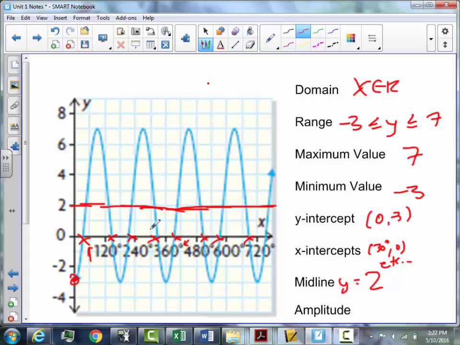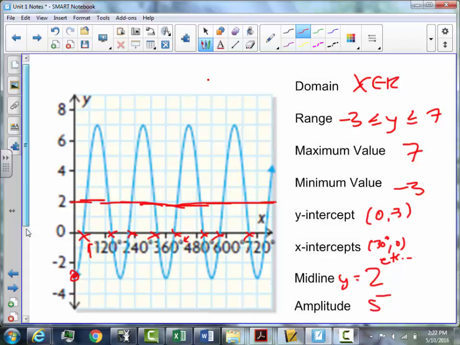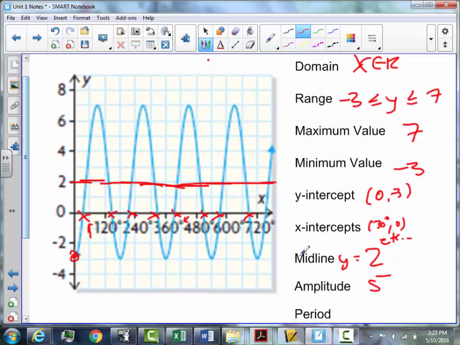How tall is the graph? How far is it from 2 up to 7? 5. Perfect. What did you write for x-intercepts right there? Oh, I wrote 30 degrees, comma 0. Okay. I wrote it with a degrees sign right here. I'm guessing this one right here is probably like 150 degrees, maybe. I don't know that I can tell exactly where it is just by looking at the graph.